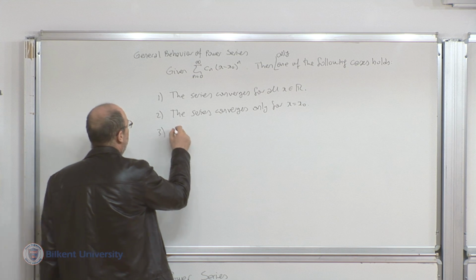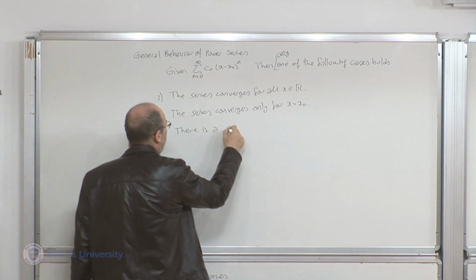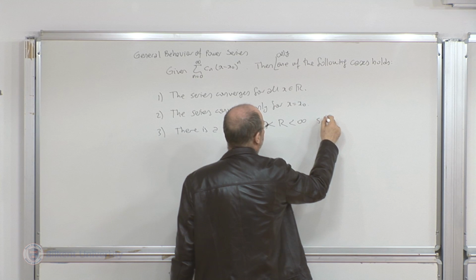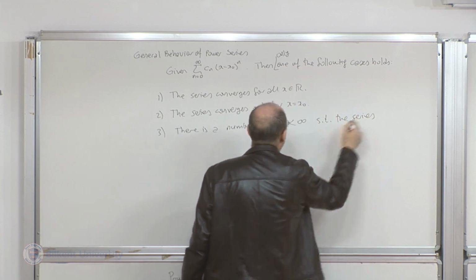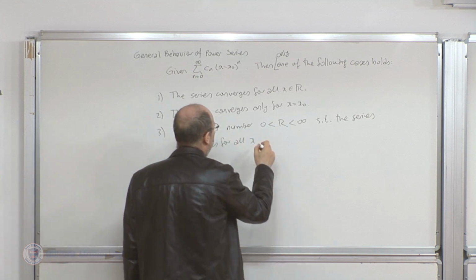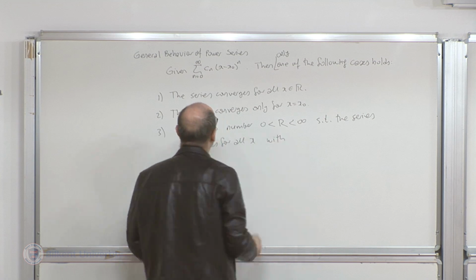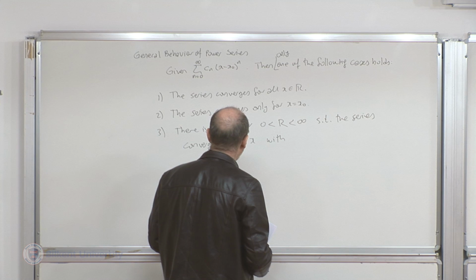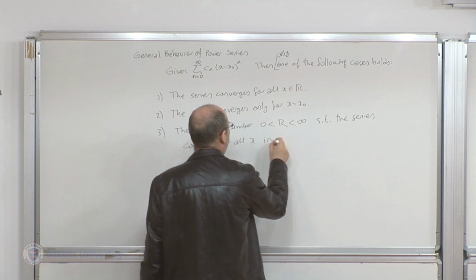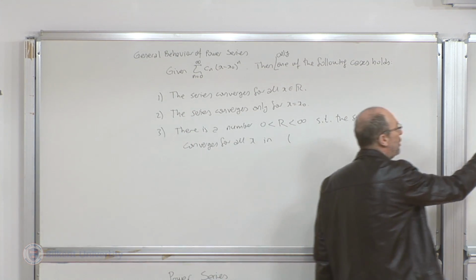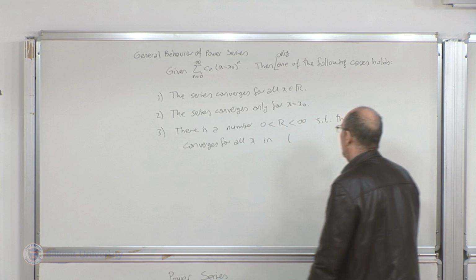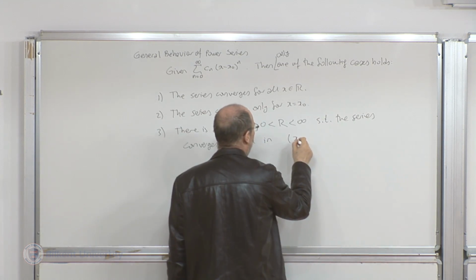So there is a number R, positive, finite, such that the series converges for all x with the property that, let us write it, for all x in (x_0 minus R, x_0 plus R). This is the center. Here you see this was the center, and the radius of convergence is 1. We subtracted 1 and we added 1. So the theorem says that that wasn't an accident. That's always what's going to happen.